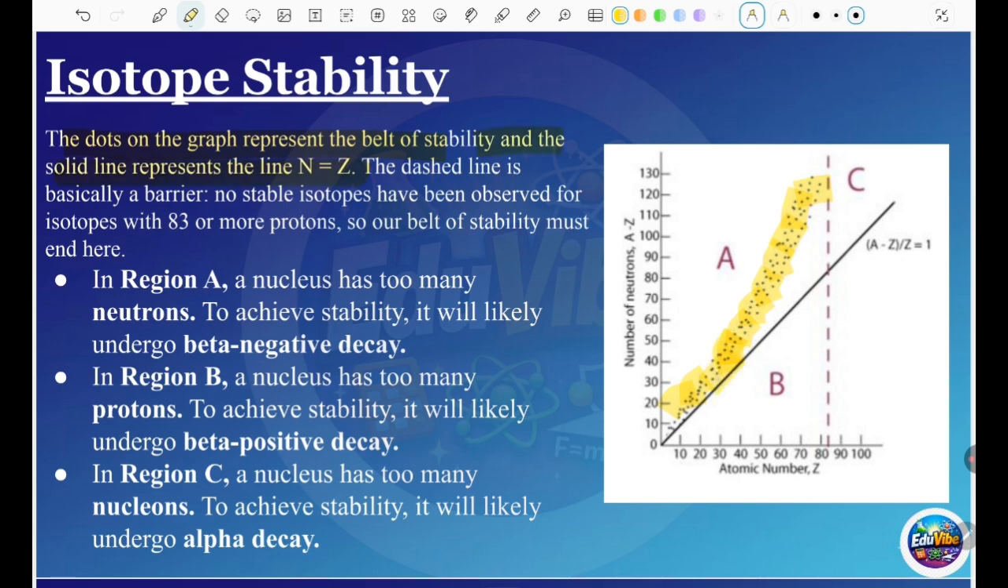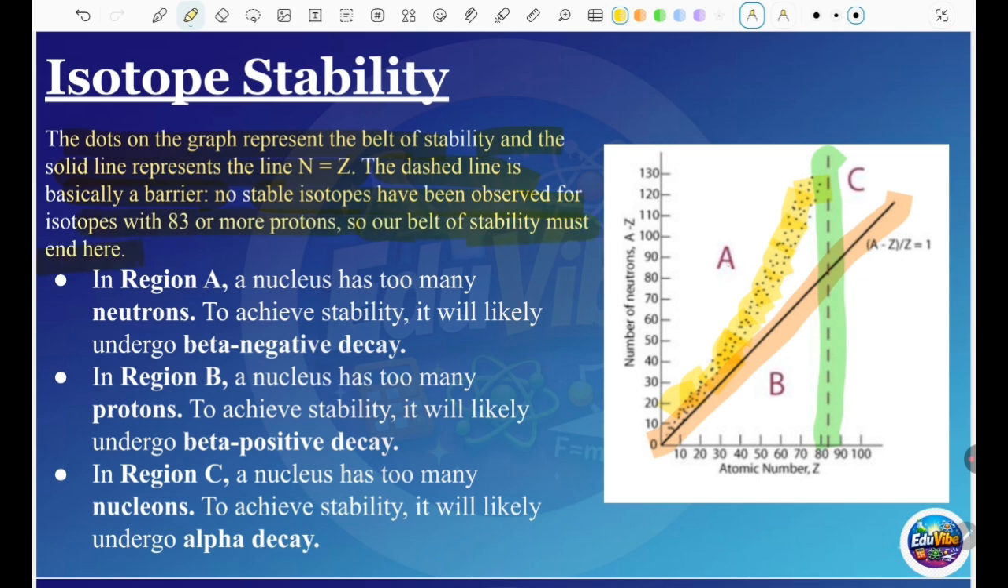The solid line represents N is equal to Z, maybe drawn with another color. And the dashed line is the barrier. Stable isotopes have been observed for isotopes with up to 83 protons. So the belt of stability must end here.